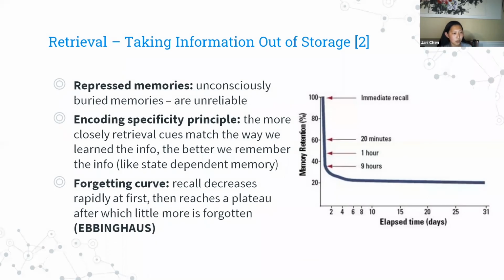So this is more memory stuff. Repressed memories are buried, so they're not usually reliable. They're usually because of some sort of defense mechanism where you don't want to remember this for a reason, for your health or something. And then there's the forgetting curve, which is by Ebbinghaus.